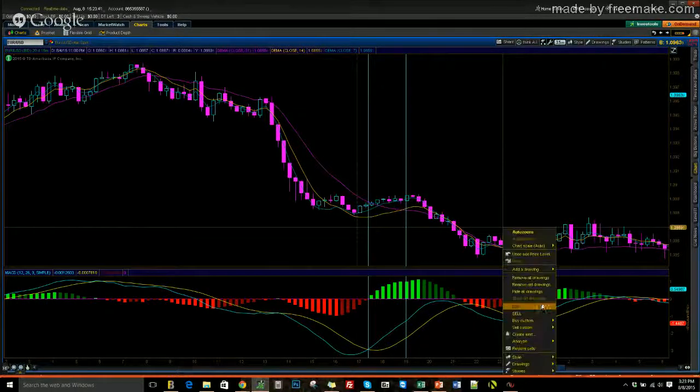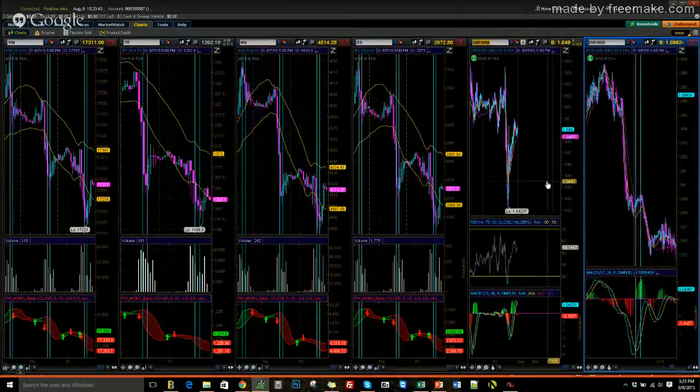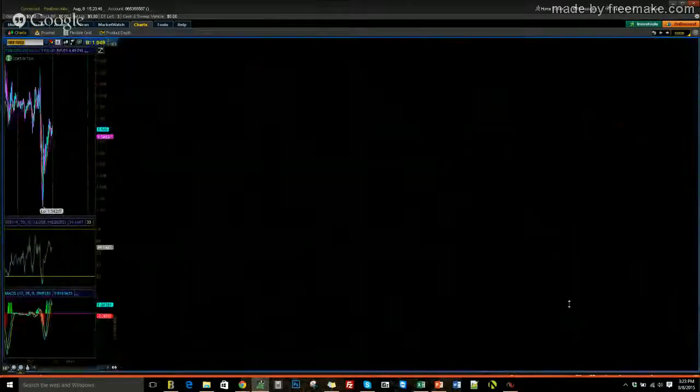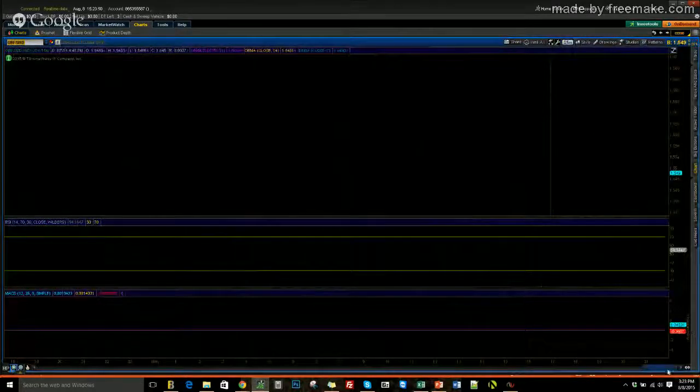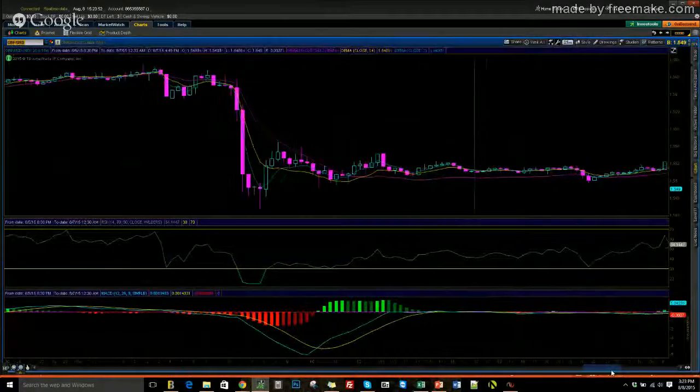Okay. Let's switch over to the GU. Okay. Should show you some examples on that. It's the same. It's the exact same. But I still like to show you guys.